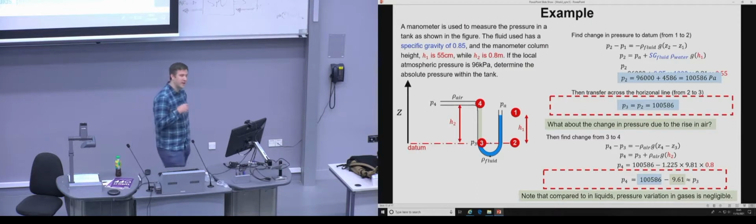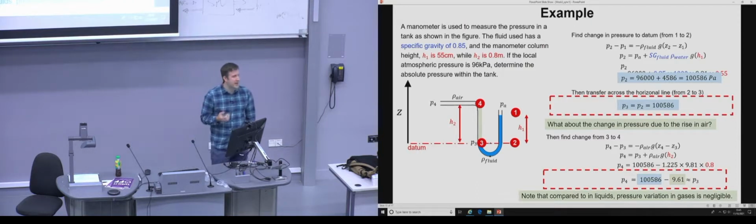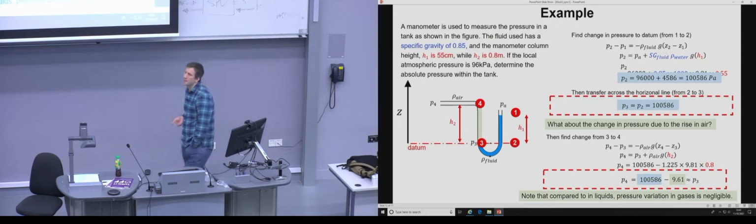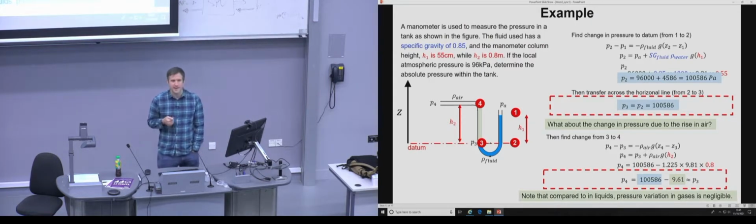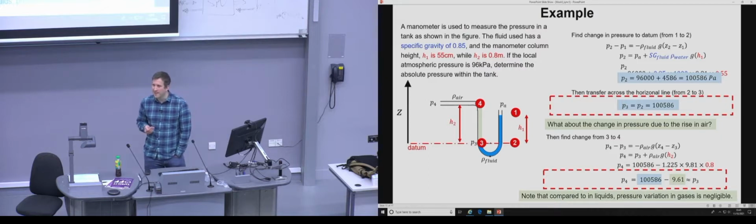So if you're talking about the kind of dimensions that you're likely to have in a wind tunnel, or in a practical measuring environment, then it's absolutely fine to neglect the variation of pressure in a gas compared to that of a liquid. You can always convince yourself by doing the extra calculation and putting the two numbers together, but generally you won't need to as an engineer. Okay?